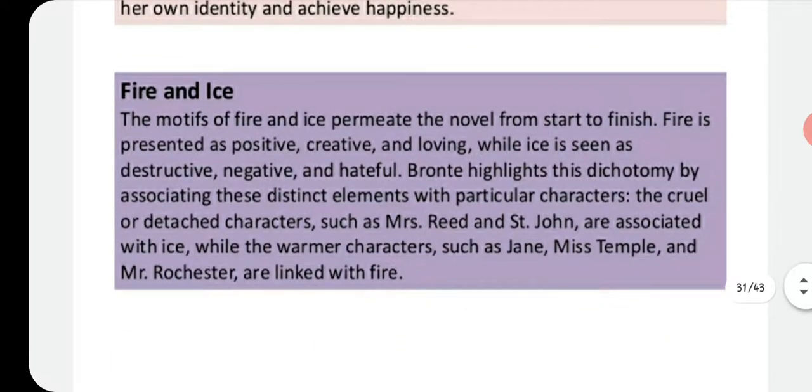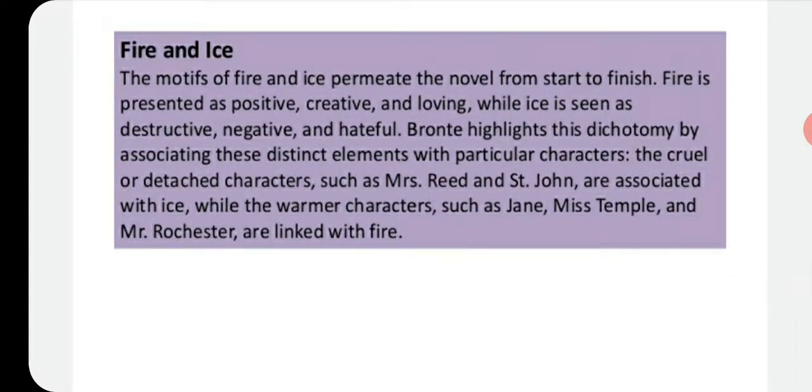We talk about the second theme, that is fire and ice. The motifs of fire and ice permeate the novel from start to finish. Fire is presented as positive, creative, and loving, while ice is seen as destructive, negative, and hateful. Bronte highlights this dichotomy by associating these distinct elements with particular characters.